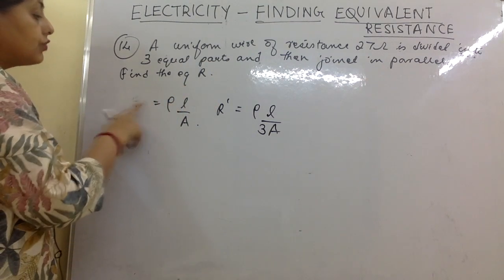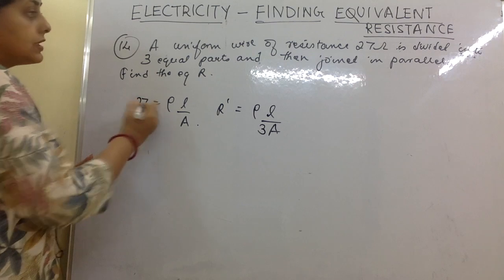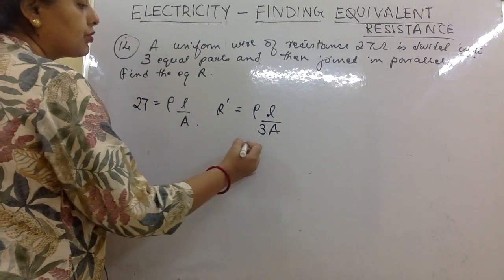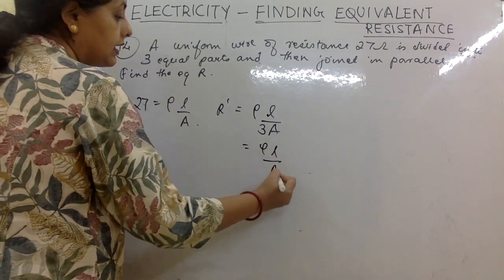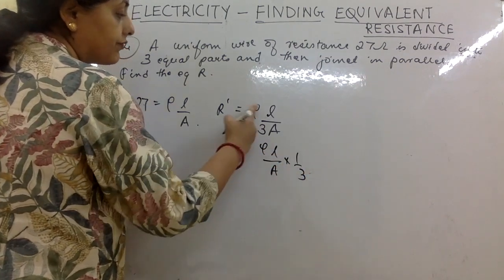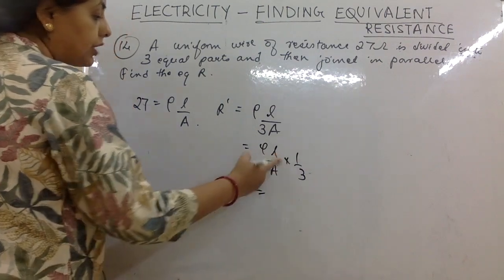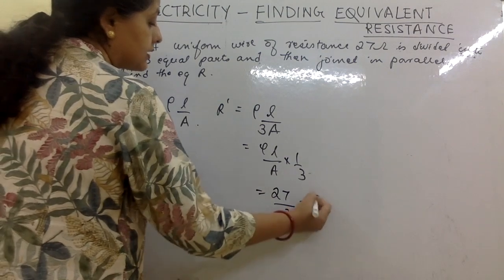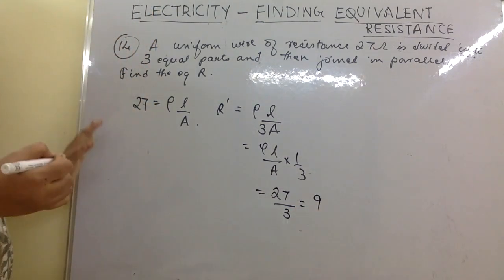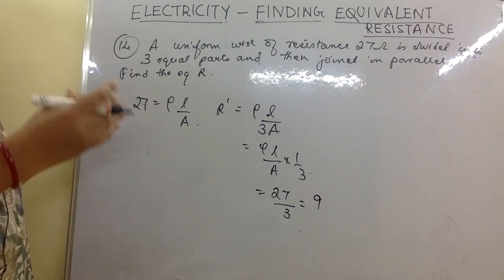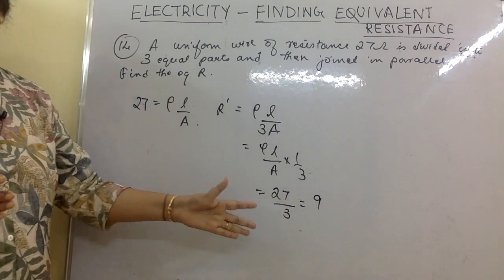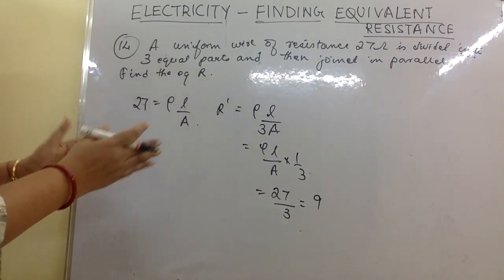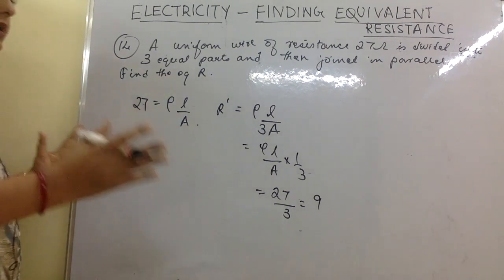Here the R value was how much? It was 27. Now here how much has it become? So can I do this? Rho L by A into 1 by 3, right? I have just moved the 1 by 3 out. Rho L by A is 27, by 3 it becomes 9. So the equivalent resistance of the new small piece is 9 ohm. The resistance of each of the 3 pieces is 9 ohms.